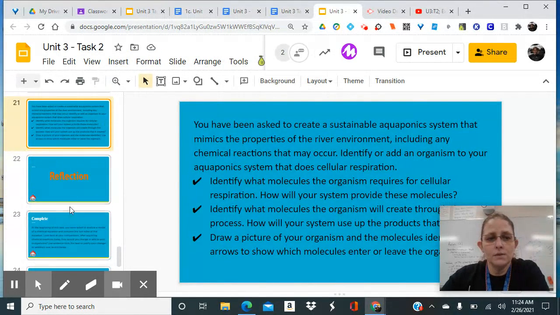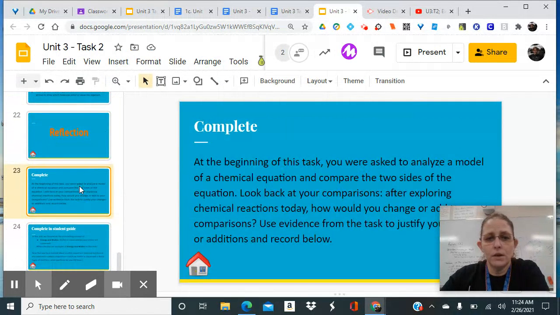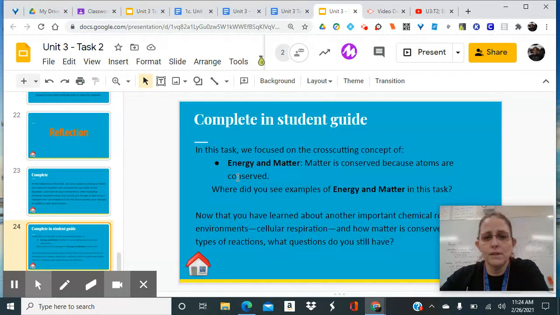The next thing is reflection. And again, that's on your own. So think about the models that we use for the chemical equations and comparing the two sides. And think about exploring those reactions and using evidence from the task to justify how did you record those answers and what did you see? What tasks did we do to kind of help you with that? Again, no right or wrong answer unless it's empty.